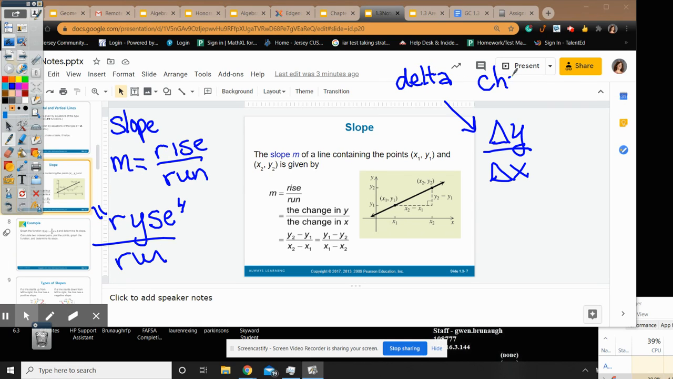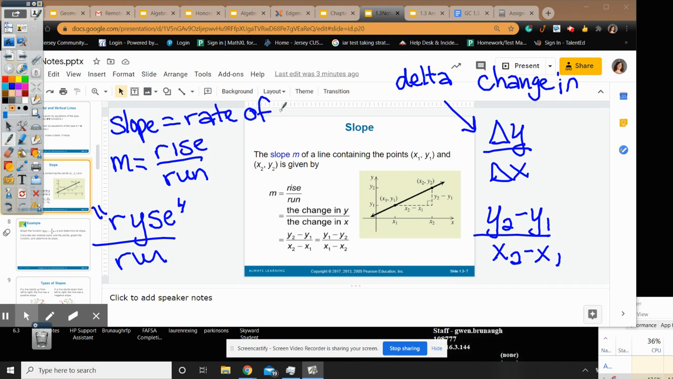Delta means change in. And what this means is the change in y is the difference in your y's over the difference in your x's. We also call slope rate of change. And whenever you're dealing with lines, the rate of change is the same every time. So for this particular, the step is the same if you were going to build stair steps.